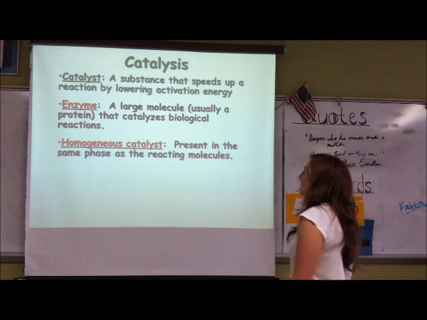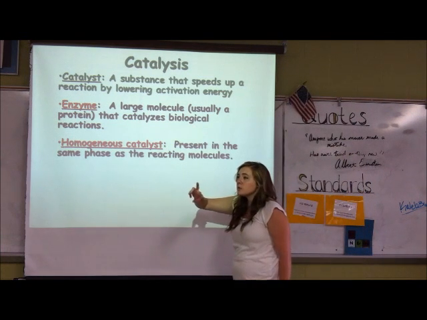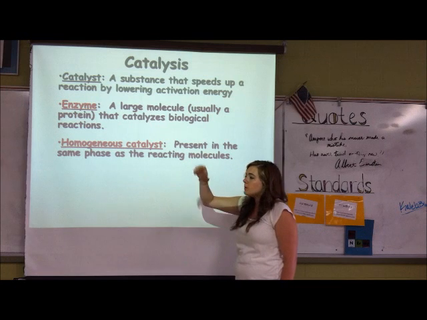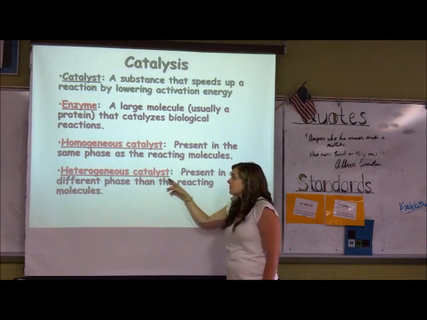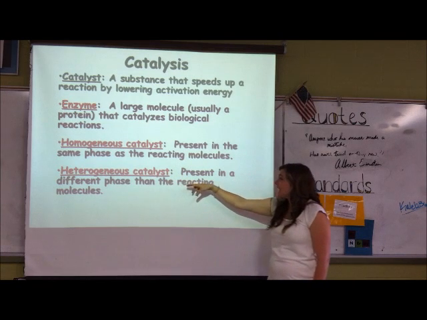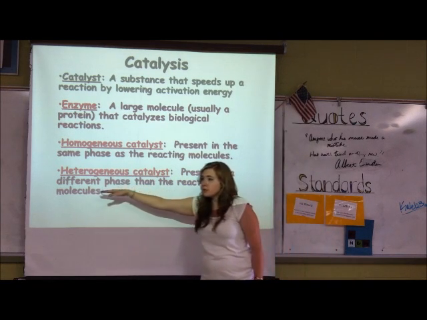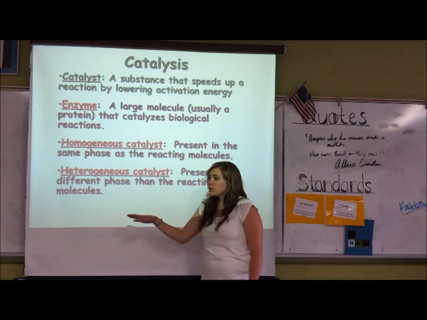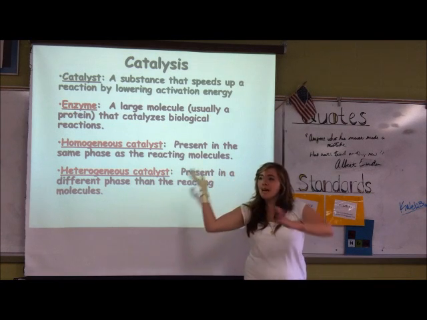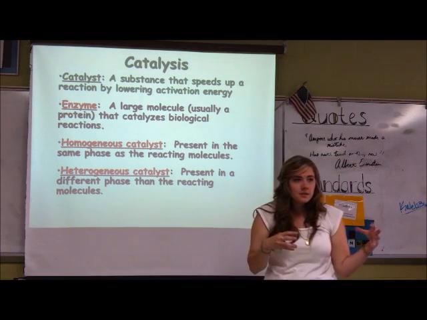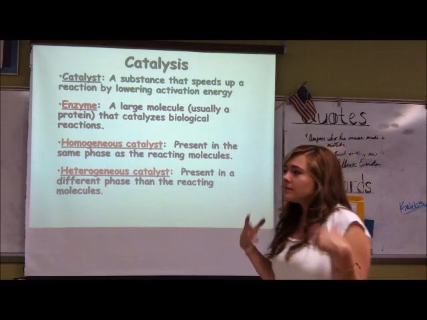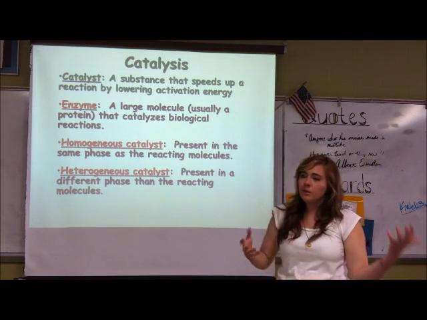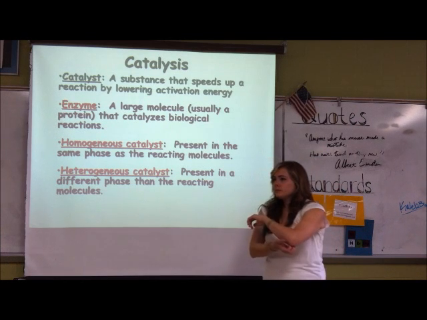Now I switched these on your page. It says heterogeneous first and then homogeneous. So go ahead and hit that one more time. We're going to look at heterogeneous catalyst first. A heterogeneous catalyst is present in a different phase than your reacting molecules. So if you are reacting two gases, your heterogeneous catalyst would be a solid. Or it could be a liquid, but we'll say it's a solid.